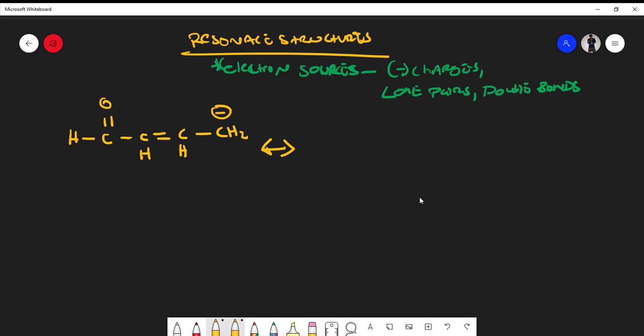So again, we know what our electron sources are, the common sources. In this case, we actually see a source, which is a negative charge. Now we also see double bonds, but you usually want to start with negative charges first. This is telling us that the carbon has an extra lone pair by its side, and this is why it's negative. So what I can do is take the lone pair and form a double bond.